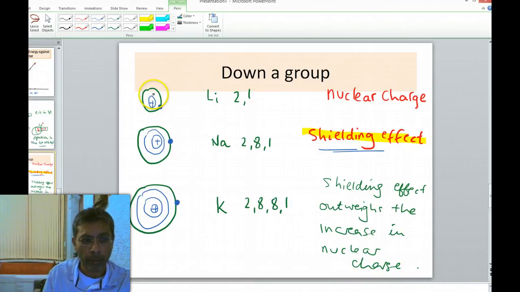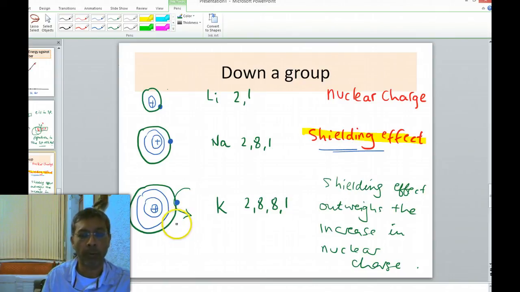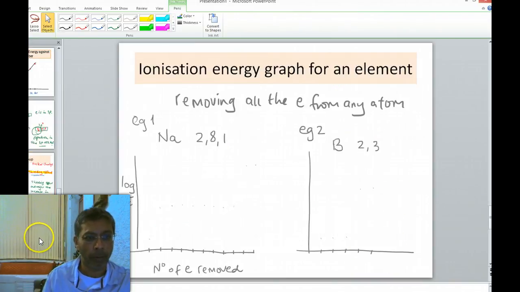Okay, the atoms get bigger, the outer electron gets further and further away from the nucleus, and therefore it's more easily removed. So going down a group, ionization energy decreases, it gets easier to remove the outer electron. Atomic radius increases. Okay, right. What we'll do next is have a look at one element and remove all its electrons and see what the trend is for that. Let's look at an ionization energy graph for an element. We'll take sodium as an example.